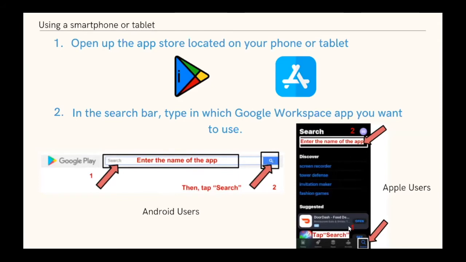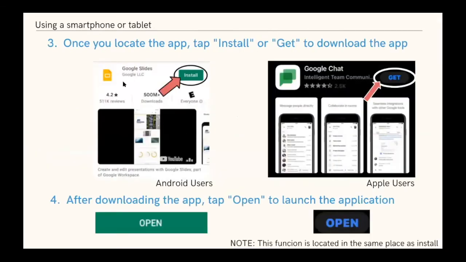So if you're an Apple user, you're going to be seeing the search button at the bottom of the bar, which is right here. And then at the top, when you click that, you're going to enter the name of the app. So if you enter the name of the app, whether that be Google Slides or Google Chat, for example, once you locate it, you're going to tap Install in the top right corner, or Get if you're an Apple user.